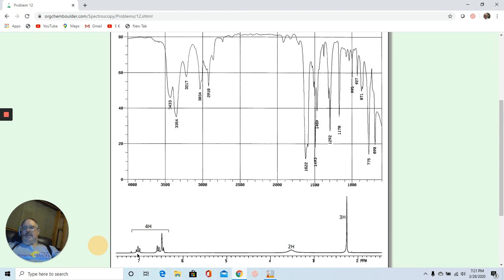We've got this triplet out here, 2 adjacent. We've got another triplet, and it looks like we have a doublet here.